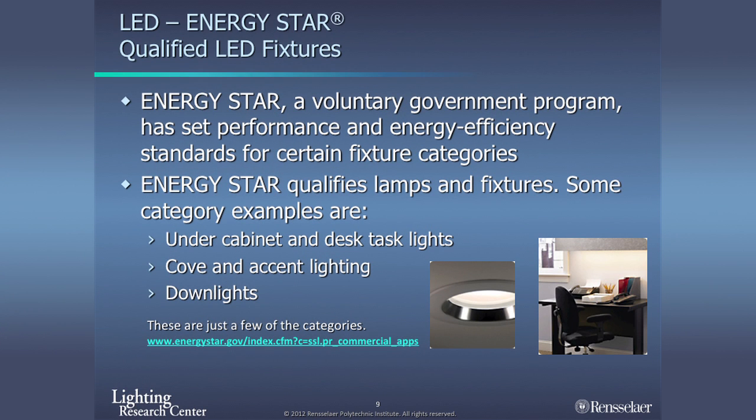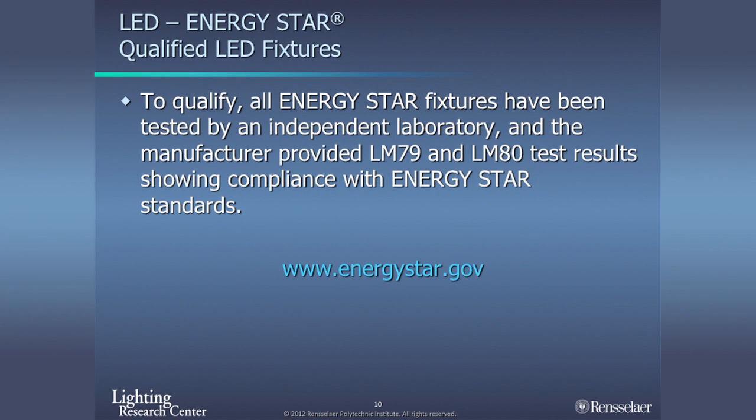Now, it's a residential standard. It was meant for homes, but there are many products that kind of go into commercial buildings as well, such as downlights, under cabinet lights, cove lights, accent lighting. All of these products you can get with Energy Star labels. And the thing that makes Energy Star most rigorous is the fact that all the products must be tested by an independent laboratory with the LM79 and LM80 testing, and those results are then given to Energy Star. They're reviewed by experts, and the products are not certified unless they meet minimum qualifications.